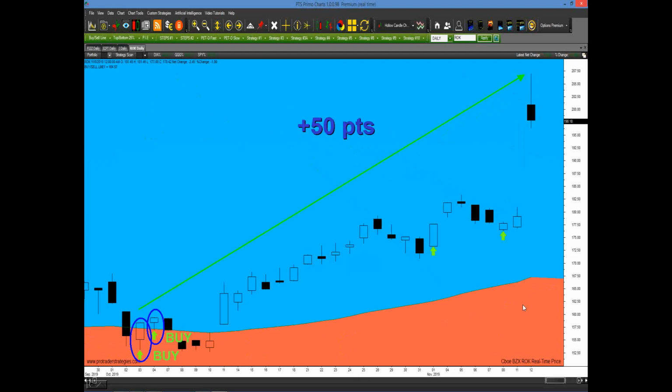As we look at, or I should say, ROK, once again, the same exact process. Now, we had a number of signals generated. These ones were good signals as well, but the highest probability for the most gains was right here because they were touching and intersecting the buy-sell line. A month later, coming into mid-November, that's 50 points to the upside.